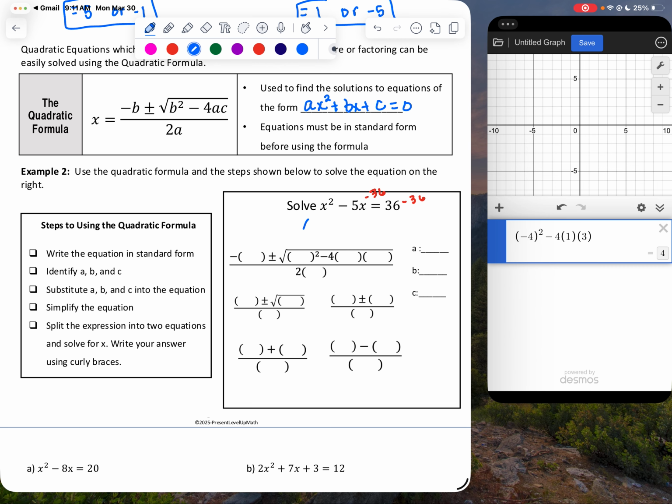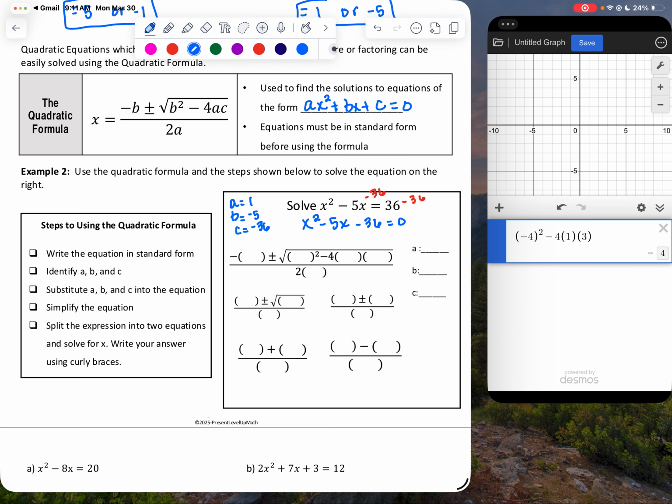Now when I do that, this is step 1, writing in standard form, I would get x squared minus 5x minus 36 is now equal to 0. So now it's in standard form. Step 2, identify the a, the b, and the c. So in this problem, a, the coefficient of x squared, is 1. B would be the coefficient of x, which is negative 5. And c would be the constant term, which is negative 36. So that's step 2.